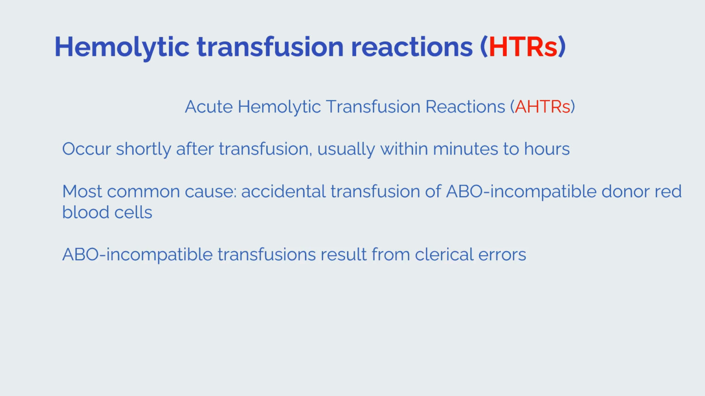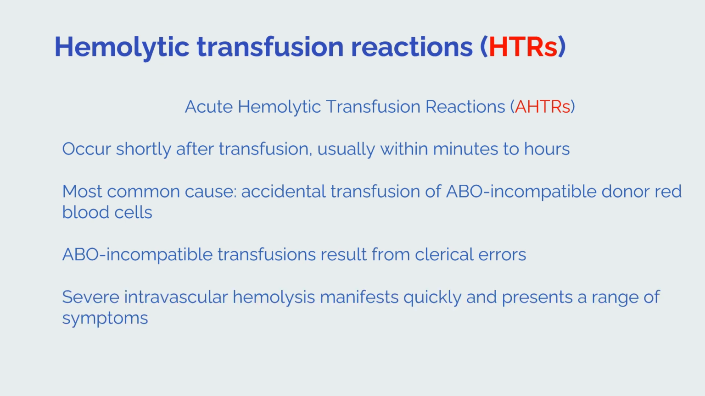ABO-incompatible transfusions usually result from clerical errors and occur in a small percentage of cases. Although AHTRs involving other blood group systems are rare, they can still occur. Severe intravascular hemolysis, as seen in ABO-related AHTRs, manifests quickly and presents a range of symptoms.